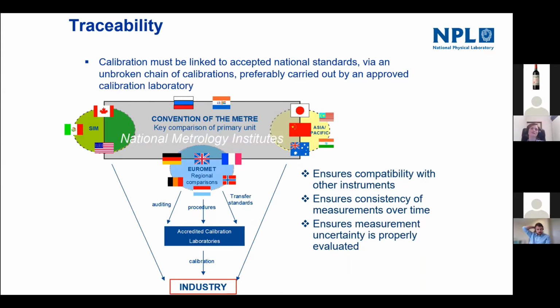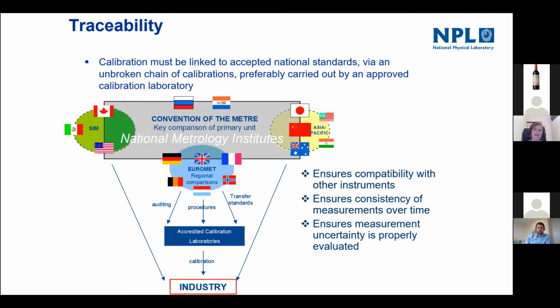So at the heart of that are the 7 base units and the convention of the meter, which is basically the definition of those primary units and dissemination of those to all sorts of measurements across the world. And like you can see, there are a lot of regions and countries that are assigned to that SI system.